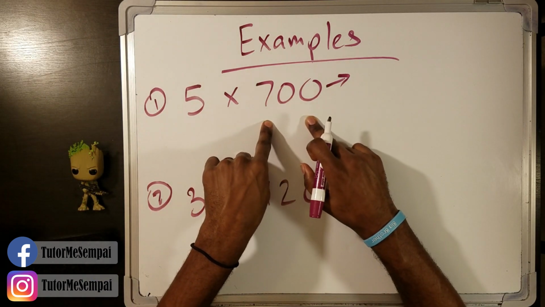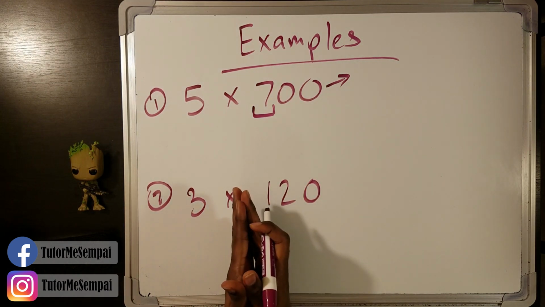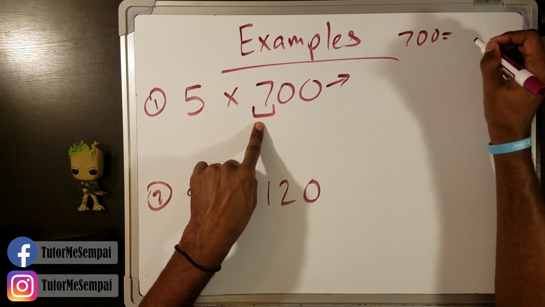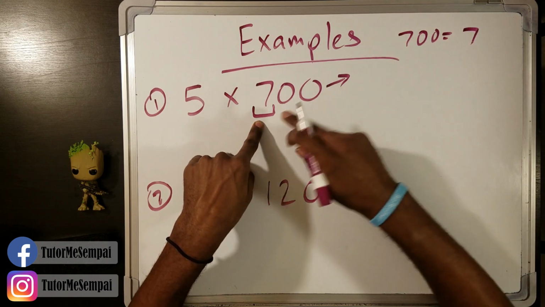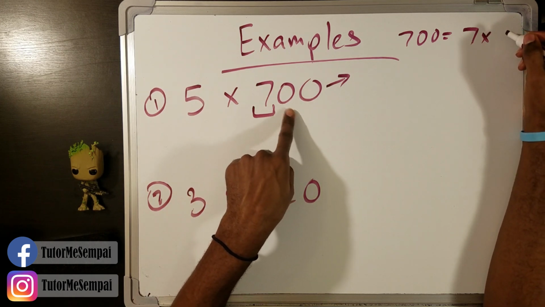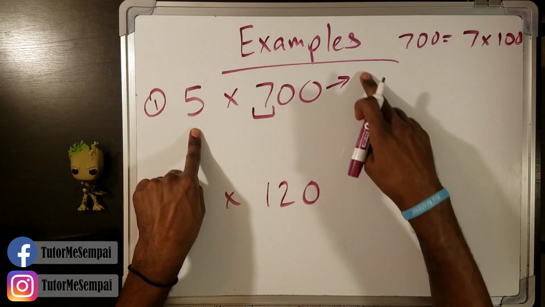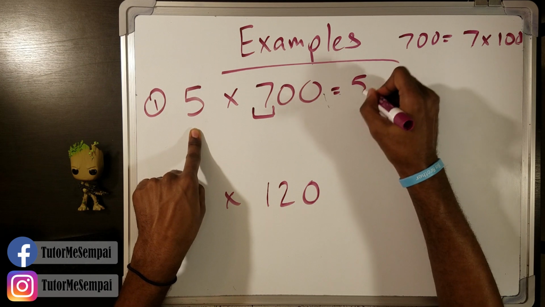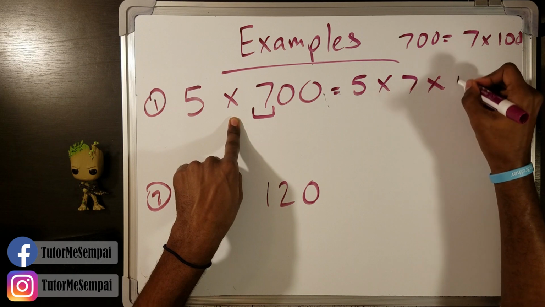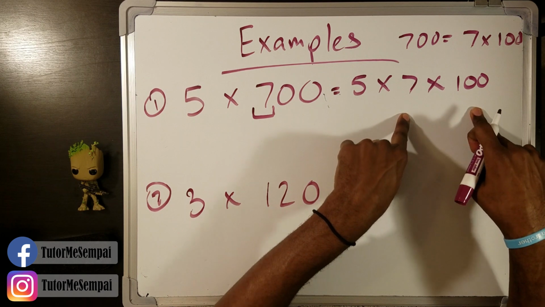So what does 700 break down into? Now remember, we want to separate our non-zeros from our zeros. So we have our non-zeros. So 700, I'm going to write up here, equals what? 7, right? That's our non-zero part, times what? Is it going to be 10? No. It's going to be 100 because we have 2 zeros here. So this whole thing really just equals 5 times 7 times 100. We broke down 700 into 7 times 100.